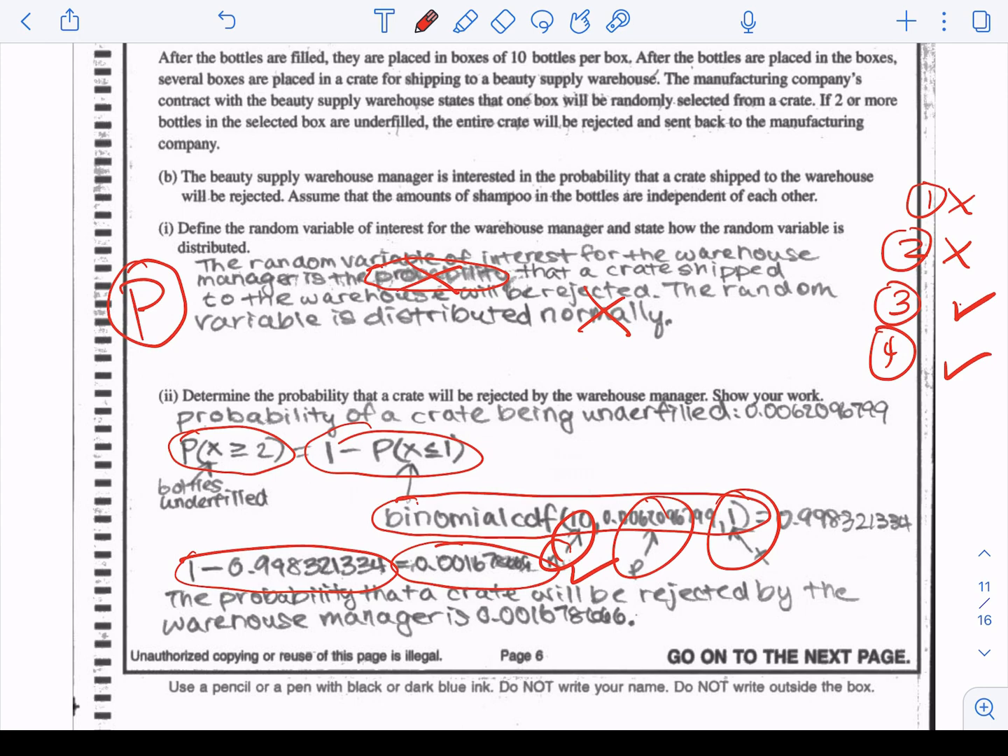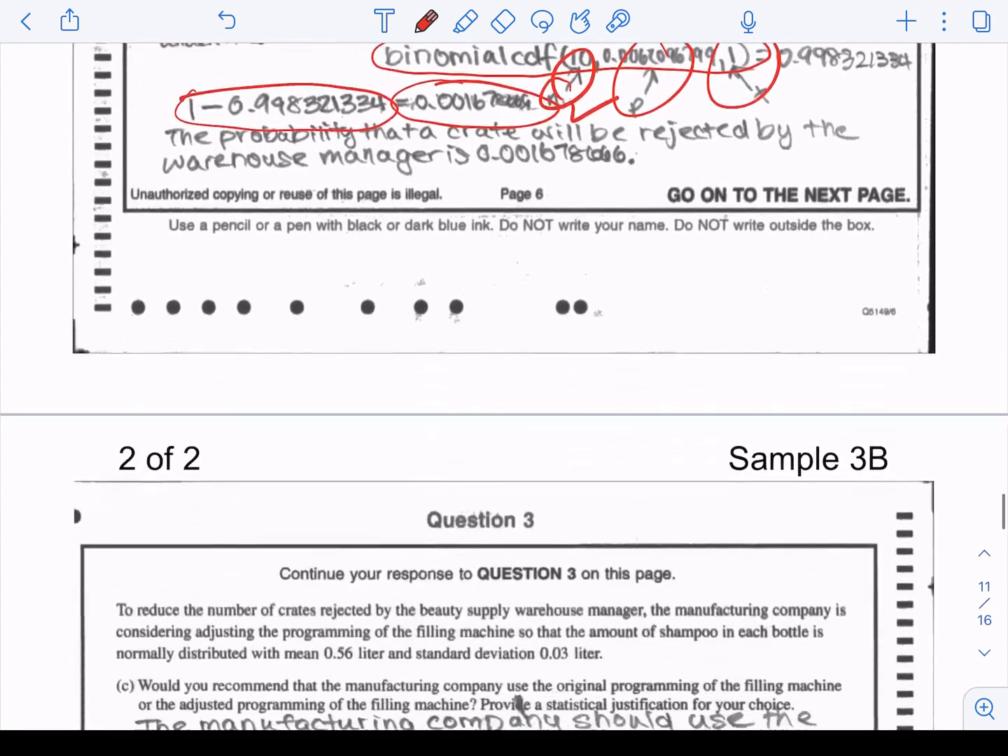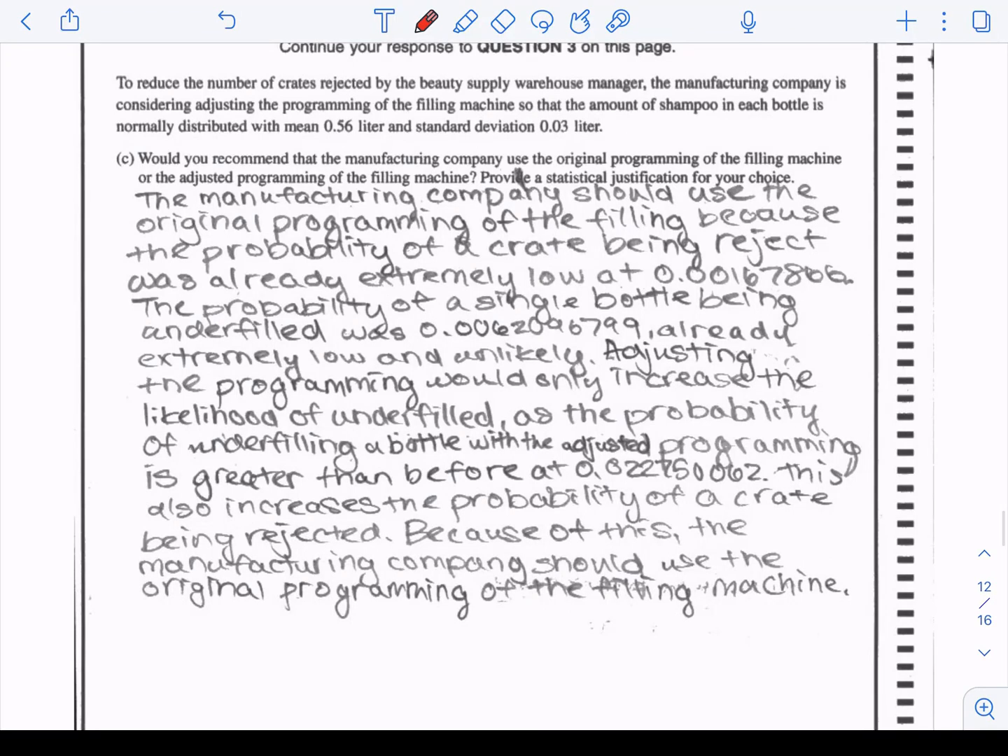So right now they're sitting at an E and a P, and they can still get a 3 overall, and they do. Let's see how they did that. You have to read quite a bit on this student's answer. They remind you that the original probability was low at 0.0017. And then they say something about adjusting would only increase the likelihood of underfilled. Ooh, they got the comparison. Now we just have to look for, did they calculate the adjusted probability? And they do. There's the 0.023 number. And so they got all 3 parts, or all 2 parts. It's actually 3, I guess.